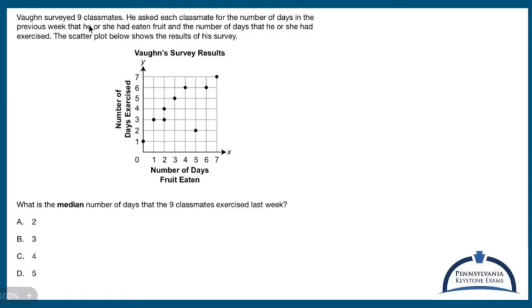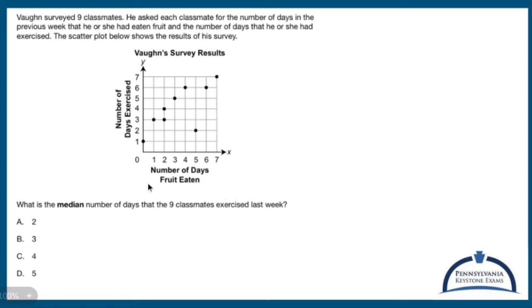Vaughn surveyed 9 classmates. He asked each classmate for the number of days in the previous week that he or she had eaten fruit and the number of days that they had exercised. The scatter plot below shows the results of his survey. So, like that point right there says that this person ate 5 days of fruit, but only exercised twice. You're the outlier. What is the median number of days that the 9 classmates exercised last week?